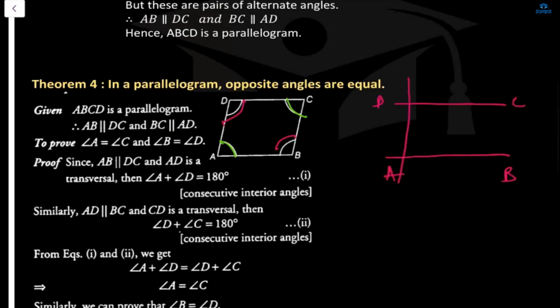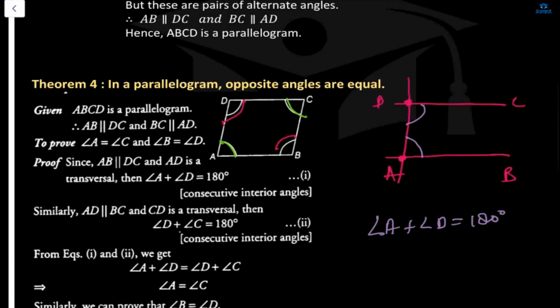This A point, ये जो A point है ना, ये आपका A point है. This is the D point. This is the transversal. So if this is a transversal, then this angle plus this angle will be equal to 180 degrees. That means angle A plus angle D will be equal to 180 degrees, co-interior angles. Consecutive interior angles or co-interior angles, if you remember from lines and angles, their sum will be 180 degrees.